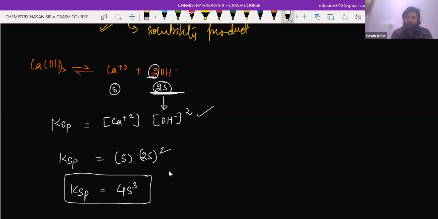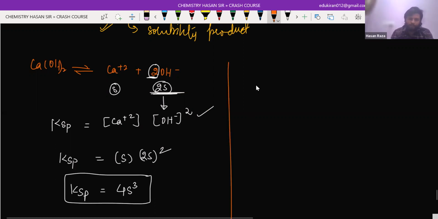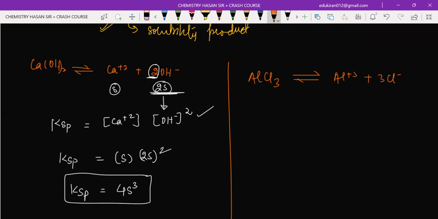Now you are going to do for this. What will be the value of Ksp? I'm going to help you with this. Please do. Are you able to see that screen, OneNote? Yes or no? Yes, sir.